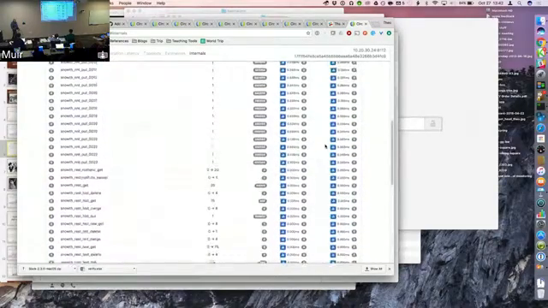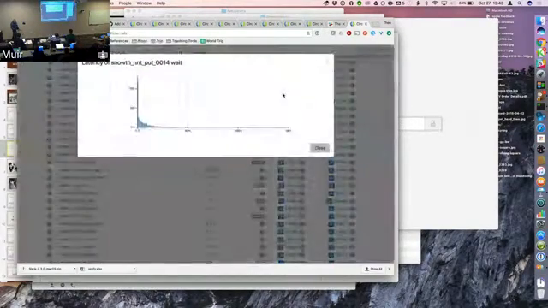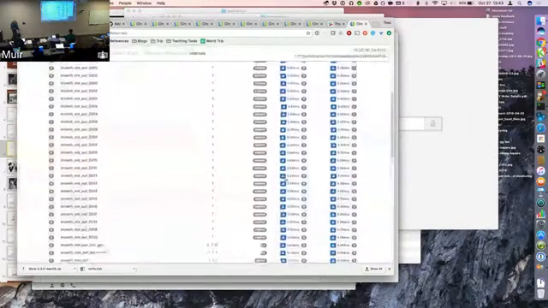Most of the stuff in this system is actually like, see if I can find something more interesting.